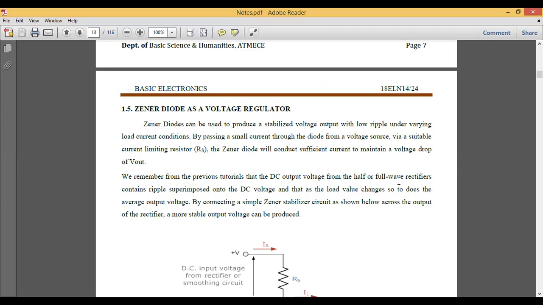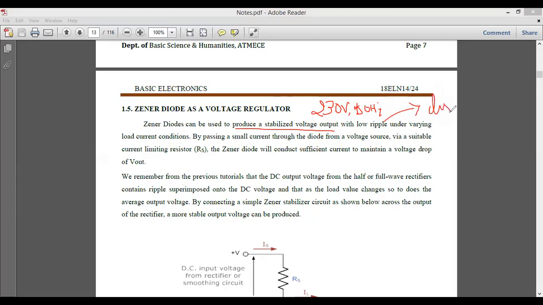So before going for a rectifier, this particular Zener diode is used to produce the stabilized output, but at the output side. It means that if I allow an input voltage of 230 volt at 50 hertz frequency, is it possible that I can have a very small number of ripples? Basically the ripple is nothing but a kind of distortion.